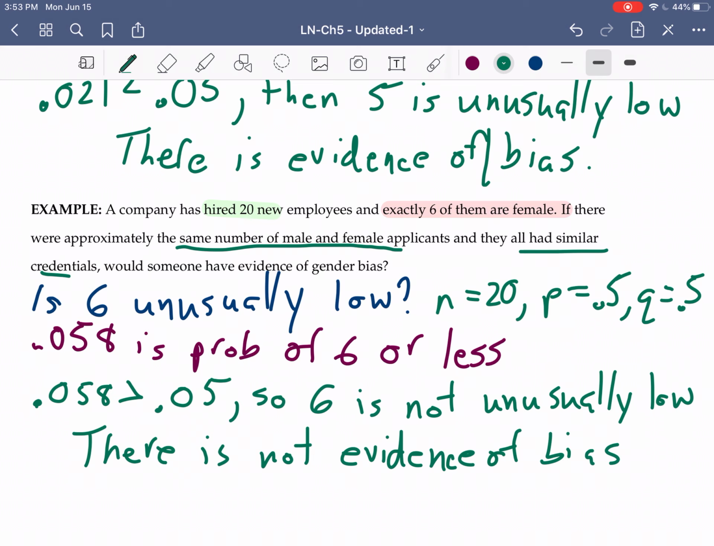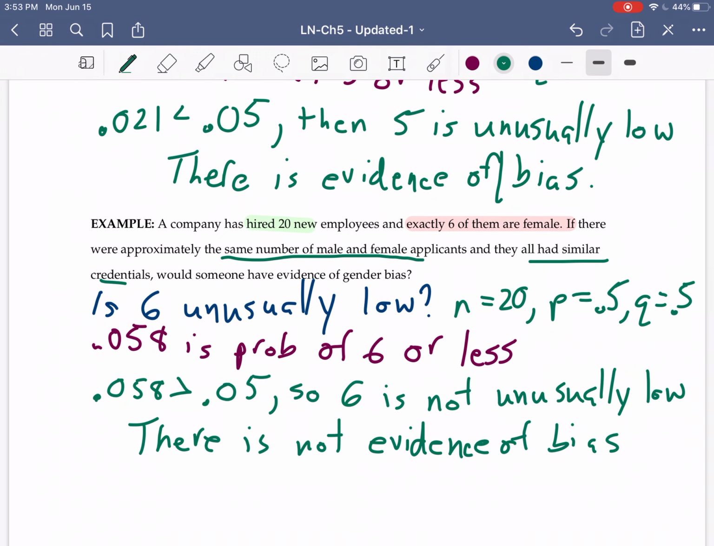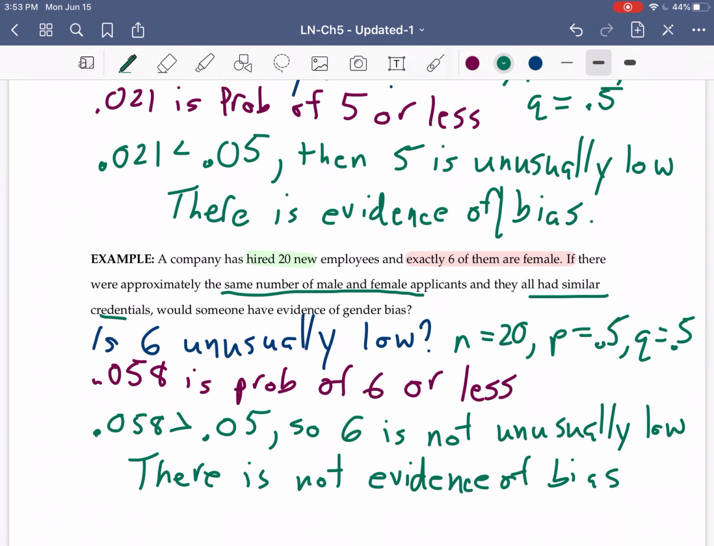Now let me mention that this is based purely on the numbers. If this was actually a lawsuit, if someone thought that there was some bias, they would use other kinds of evidence. This kind of calculation might be used in either case, whether they hired 5 or 6, and they would say, if they are fair in their hiring practices, this should only happen a little bit more than 5% of the time, and it happened, and so maybe we don't just say, this weird thing happened.